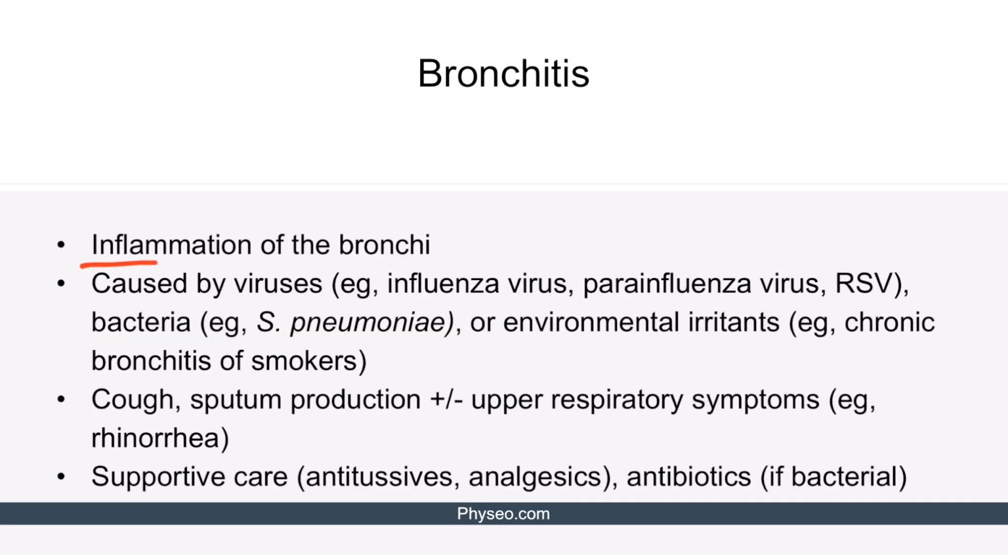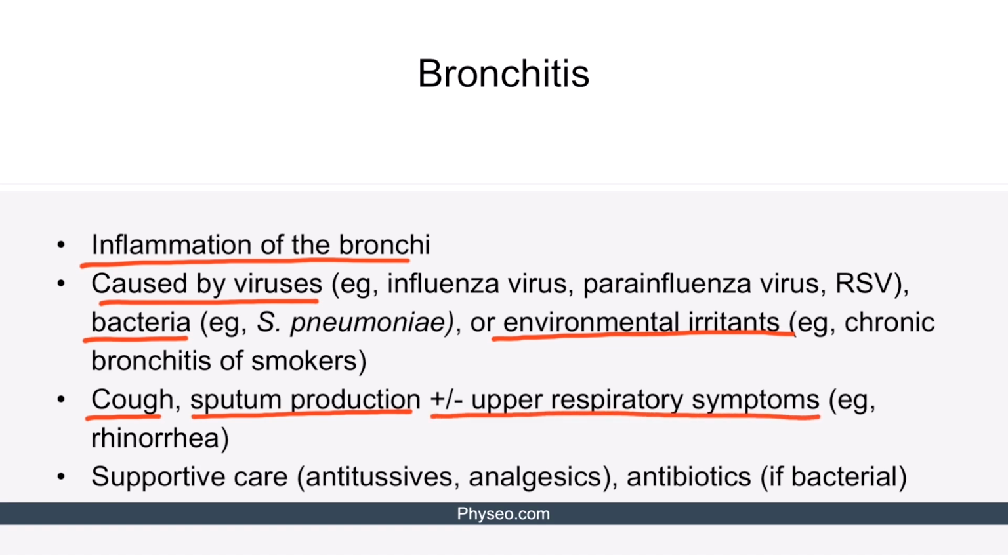Bronchitis is the inflammation of the bronchi. It's most commonly caused by viruses such as influenza virus, parainfluenza virus, and RSV. Bacterial pathogens such as Streptococcus pneumoniae can also be responsible, as well as environmental irritants, for example, the chronic bronchitis of smokers. The inflammation in bronchi leads to cough with sputum production.